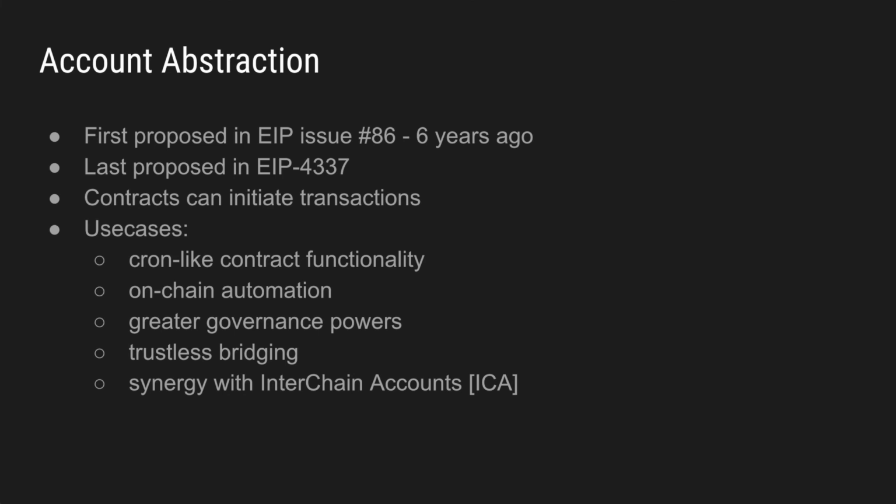Use cases: cron-like contract functionality, on-chain automation, greater governance powers, trustless bridging, and something that we will talk more about in later videos, synergy with interchain accounts from the Cosmos ecosystem. And of course, this type of account abstraction can only be done on chains that offer finality.